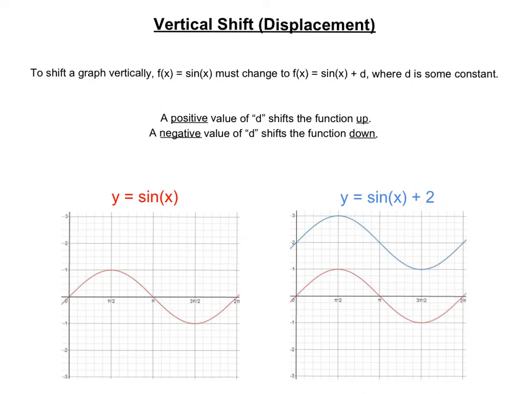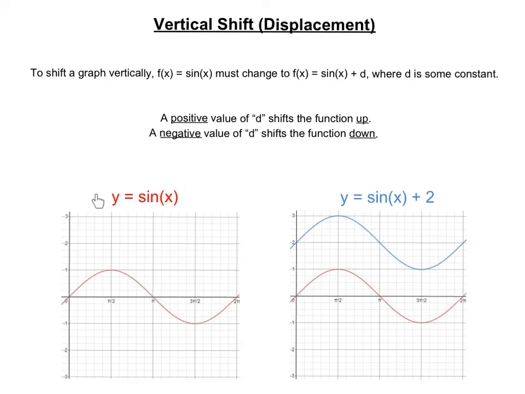All right, now the first type of shift we're going to talk about is a vertical shift, which is also called displacement. All right, vertical, we know if something's vertical, it's up and down. So we're going to talk about what shifts a sine or cosine curve up or down.